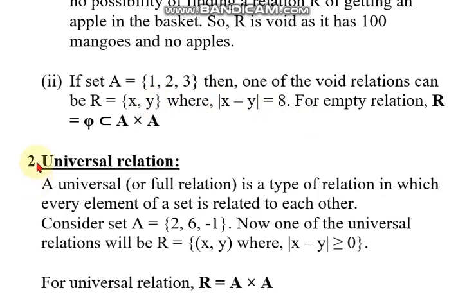Now let us consider the next, that is the universal relation. A universal or full relation is a type of relation in which every element of a set is related to each other. Now consider set A equal to {2, 6, -1}. Now one of the universal relations will be R equal to all the ordered pairs (x, y) such that the modulus of that difference is always greater than or equal to 0. Now we know that the definition of modulus itself gives a positive or 0 value, right?